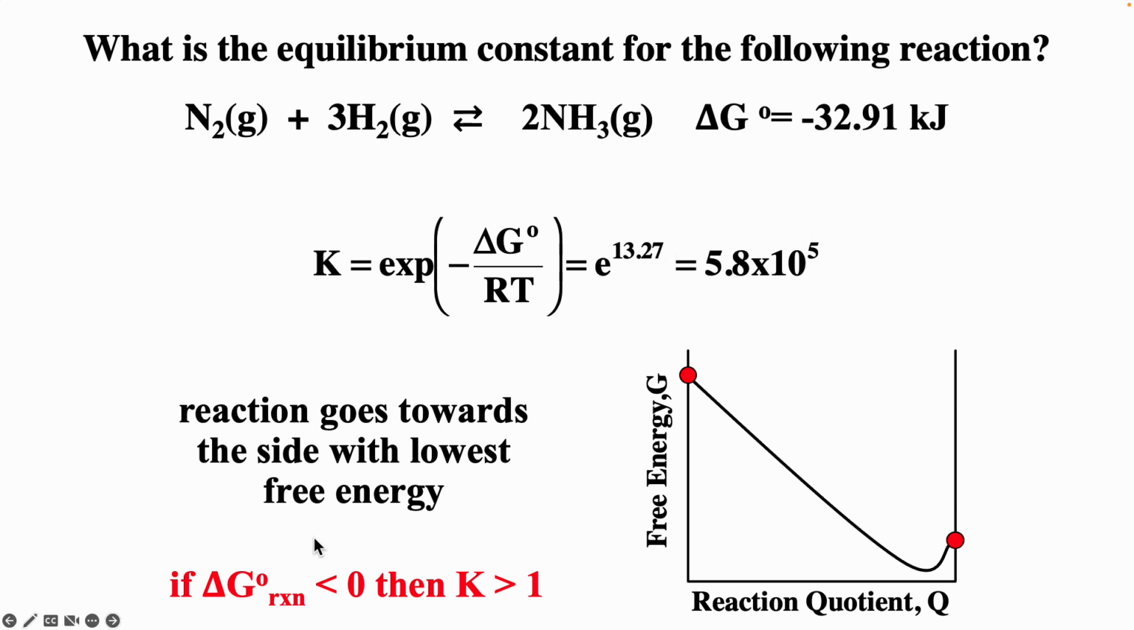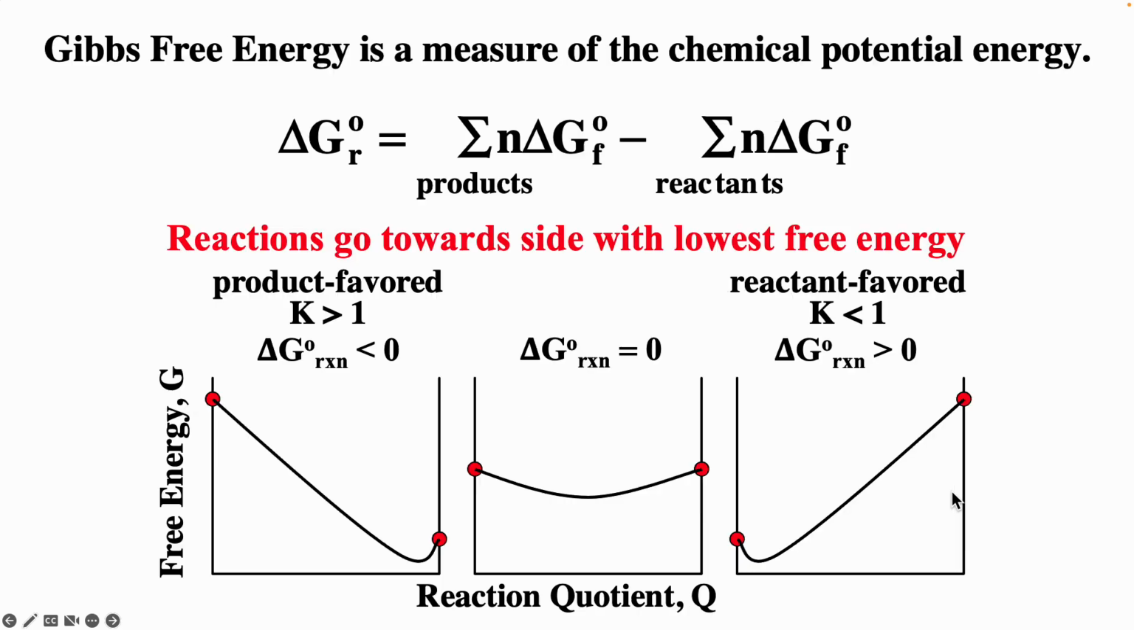And so when delta G is less than 0, K is greater than 1, which corresponds to products being more stable. If delta G was negative, that means what we just saw: K is greater than 1, so that's product favored. If delta G was positive, K would be less than 1, and that would be reactant favored.